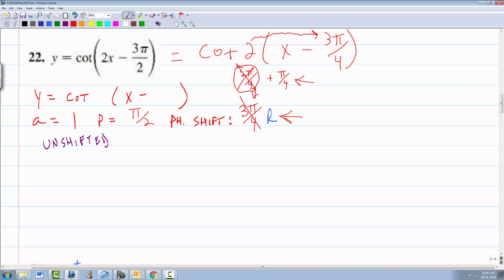What I'm worried about is your spacing, though. That's why I'm doing this. So ultimately, you need to understand this. When your phase shift is greater than the period, get a period out of it, and then go from there. Okay, so here we go.